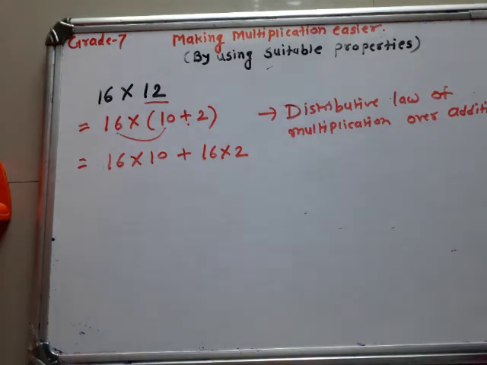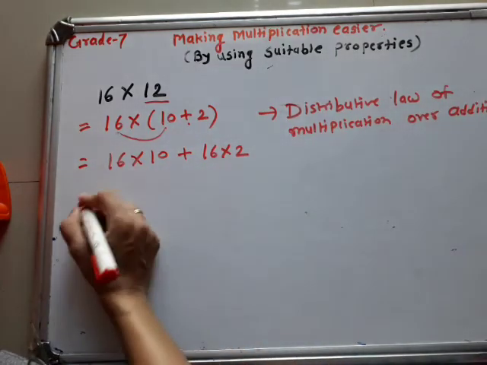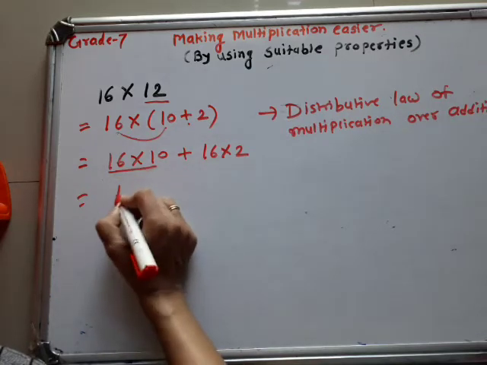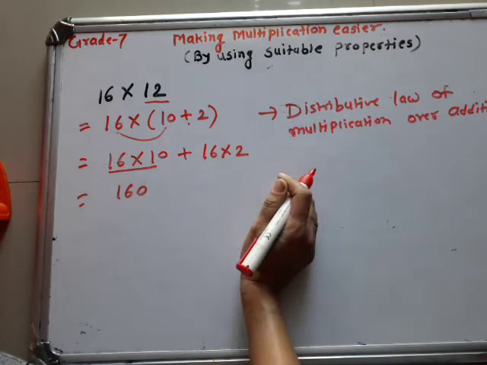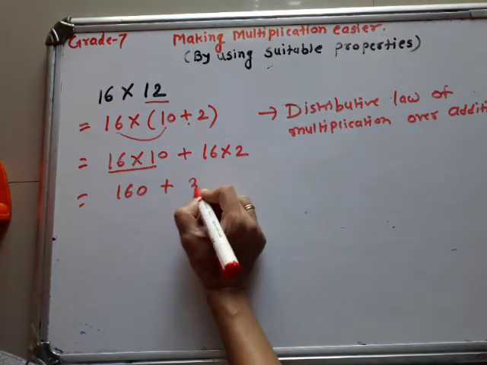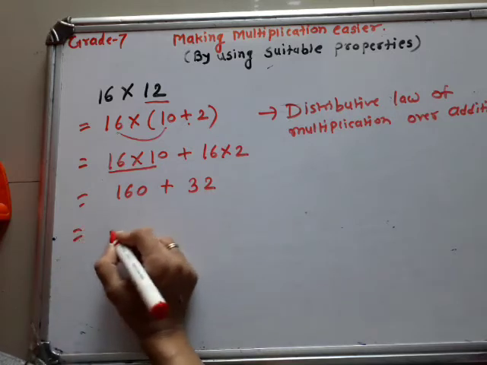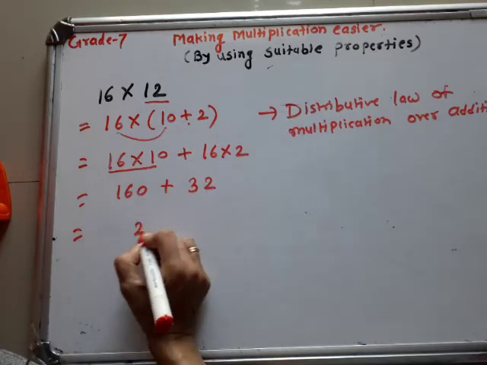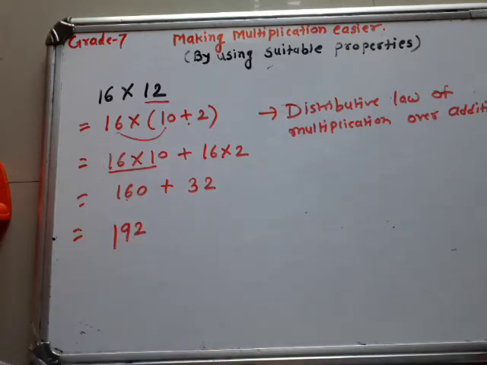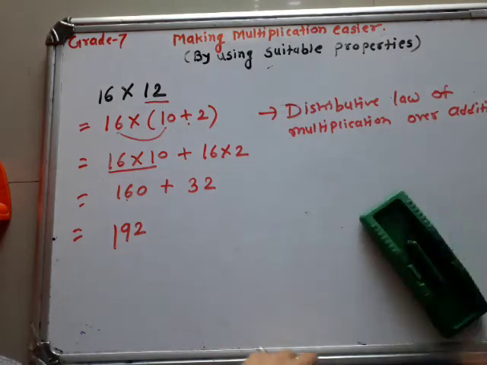So here we solve 16 multiplied by 10. 16 ones are 16, and we put a 0. We get 160 plus 16 times 2 is 32. Now add these numbers. 0 plus 2 is 2, 6 plus 3 is 9, and 1 as it is. So we get the answer 192. Okay, this is your one question. Then again we see one more example.